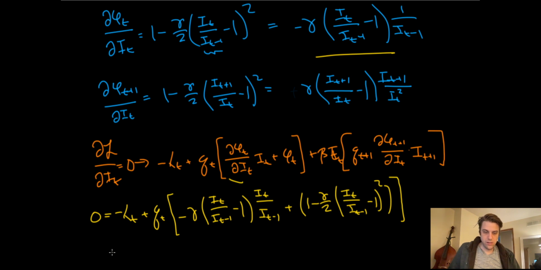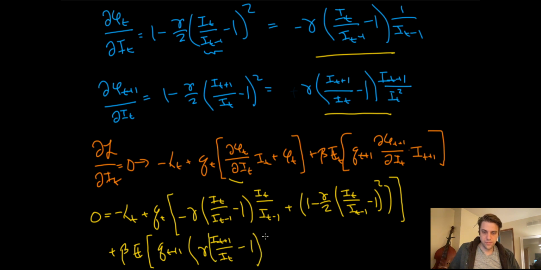And now we add beta times the expectation of the derivative of phi_{t+1}. So we have q_{t+1}. The derivative of phi_{t+1} we worked out, it's this one right here. So we just have to put it in: gamma, i_{t+1} over i_t minus 1, all in parentheses. And then we had i_{t+1} over i_t squared, and we're multiplying that by i_{t+1}. So we can bring everything into the square: i_{t+1} squared over i_t squared. So there, I put both of the squares on the outside. Close parentheses, and you're done.